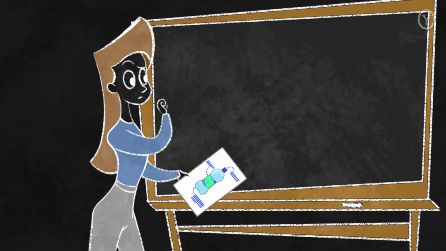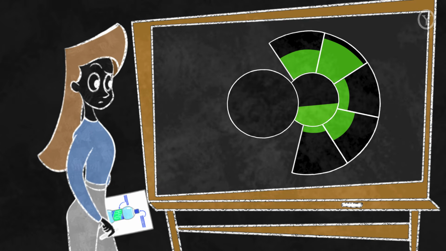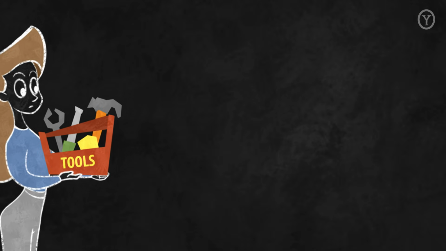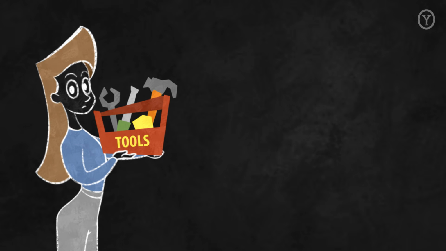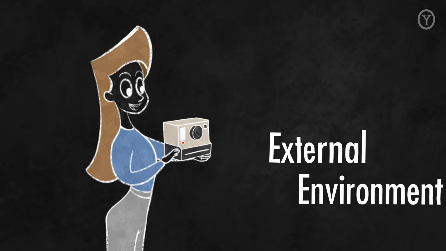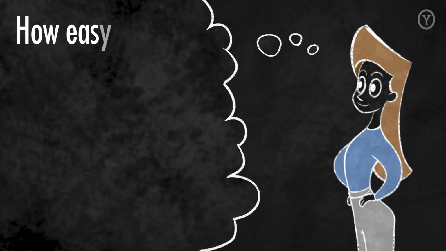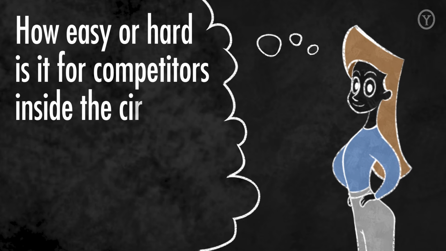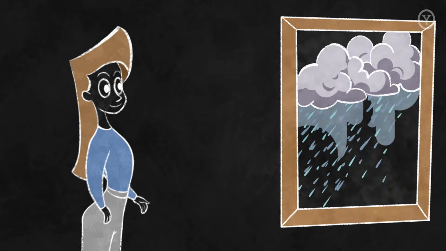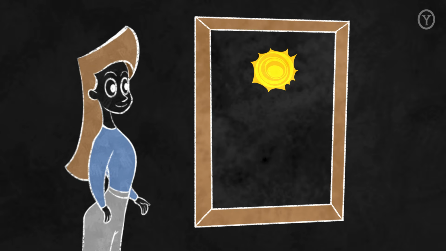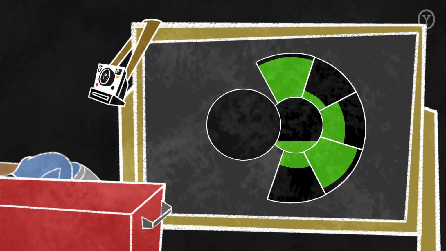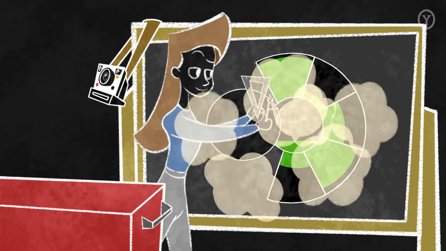We can do similar analyses for how changes in the other forces will affect the nature of competition within our circle. Now, before we move on, it is important to point out that the tools we've described so far are really best used to take snapshots of your external environment. When we engage these analyses, we are essentially asking, how easy or hard is it for competitors inside the circle to capture profits in today's external environment? This is important because, of course, external environments change, and this snapshot might look very different in a year or in 5 years.